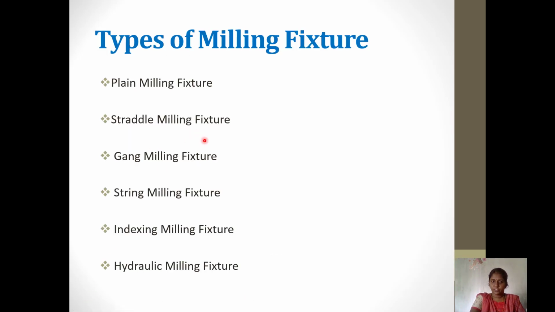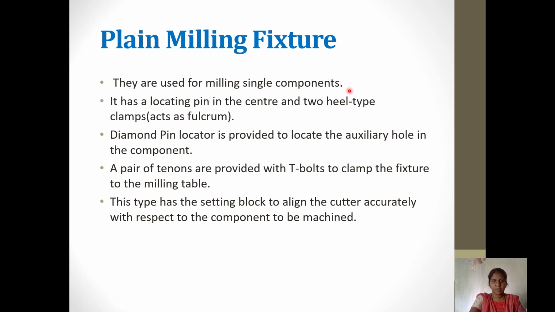Types of milling fixture based on the operation. We have different types in same manner. Different types of fixtures also there. Plain milling fixture, straddle, gang milling fixture, string milling fixture, indexing milling fixture, and hydraulic milling fixture. Now we will see one by one. First one is plain milling fixture.